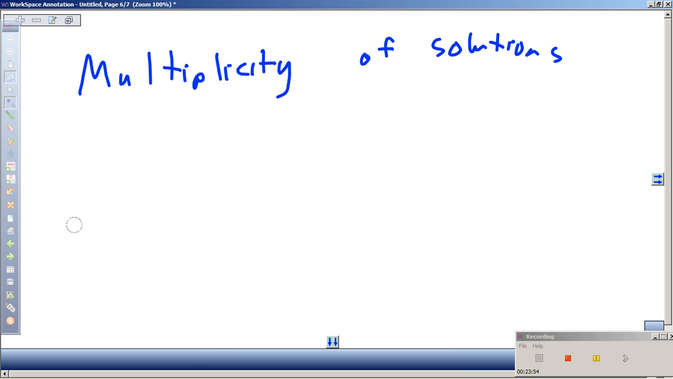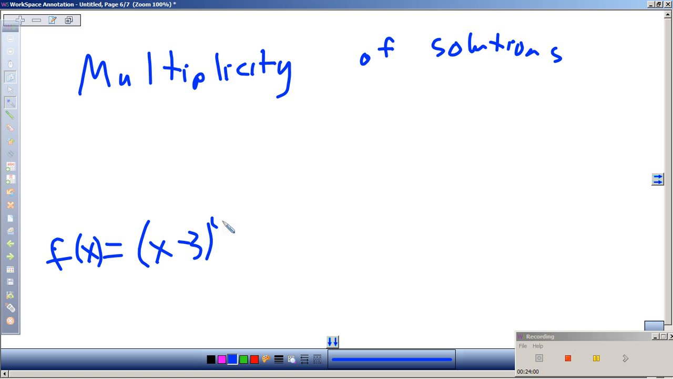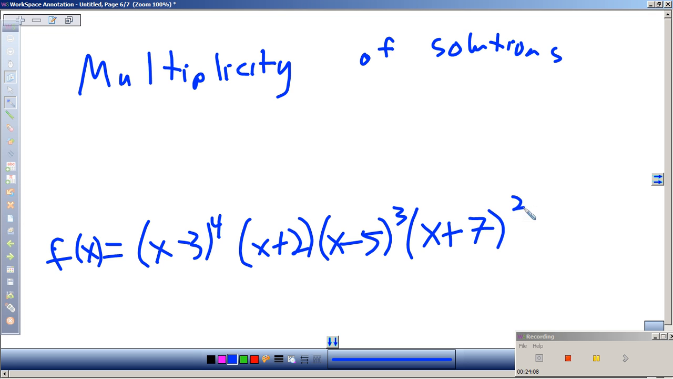So I'm going to give an example where we have it: f of x equals x minus 3 to the 4th, x plus 2, x minus 5 to the 3rd, x plus 7 squared. What is the degree of this polynomial? It is not 4th degree. Close. Okay. Remember, if I multiply this out, this would be x to the 4th.